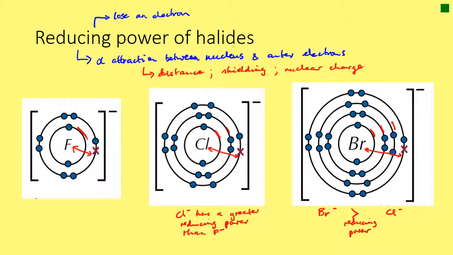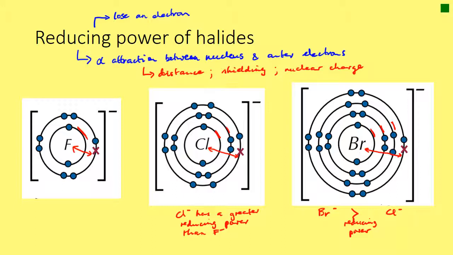The more nuclear charge, the more it's going to be attracted to its outer electrons. Okay, so that's what we're talking about. Let's have a look at the various halides. Actually, we'll start with fluoride. This is a fluorine atom with an extra electron, and it's got its negative charge there. We're going to go through the three factors, distance, shielding, and nuclear charge, that affect the attraction between the nucleus and the outer electrons.